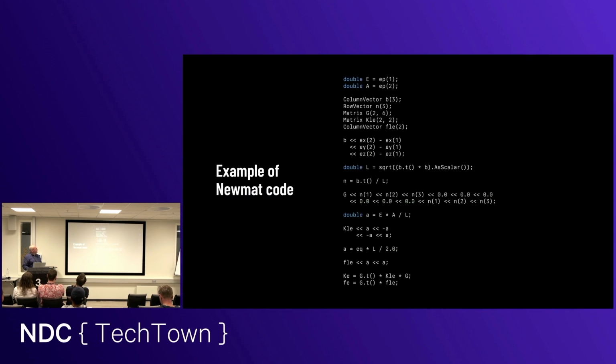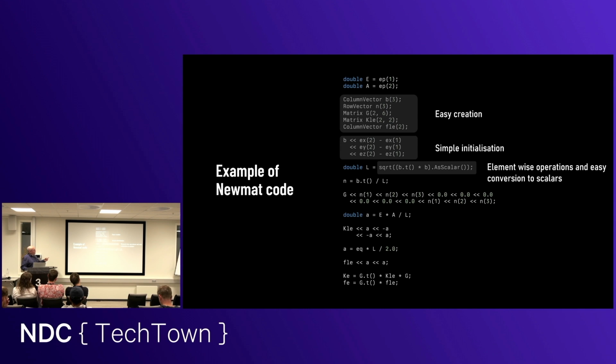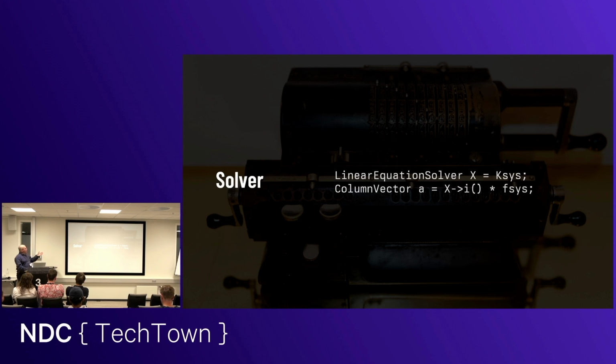And this is an example of code here. You can very easily create column vectors, row vectors, and matrices, and initialize them using familiar C++ syntax. You can do element-wise operations, and you can do matrix operations. You can do matrix expressions as well, just like you do in MATLAB, basically. So it's very similar, and that made the job very easy to implement the solver in my code. You can easily create a linear equation solver here, and you can just solve the system like this.